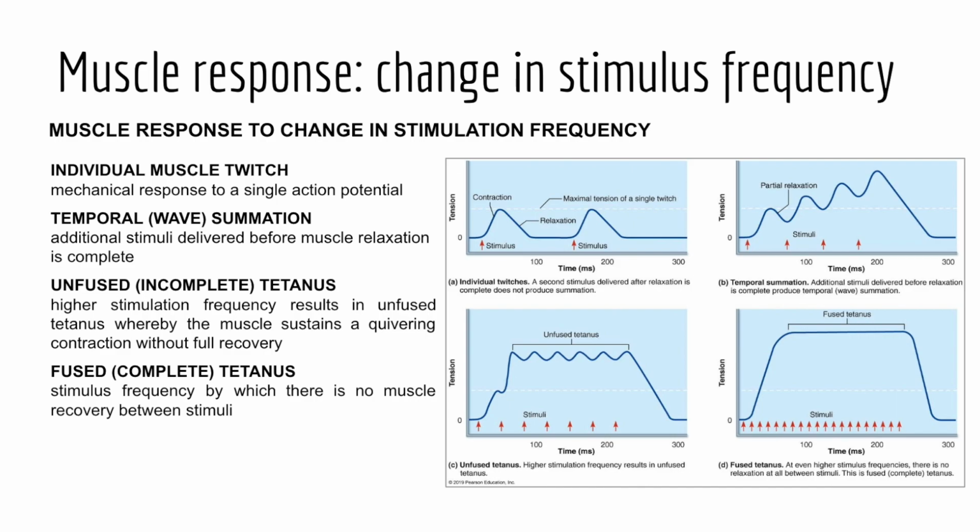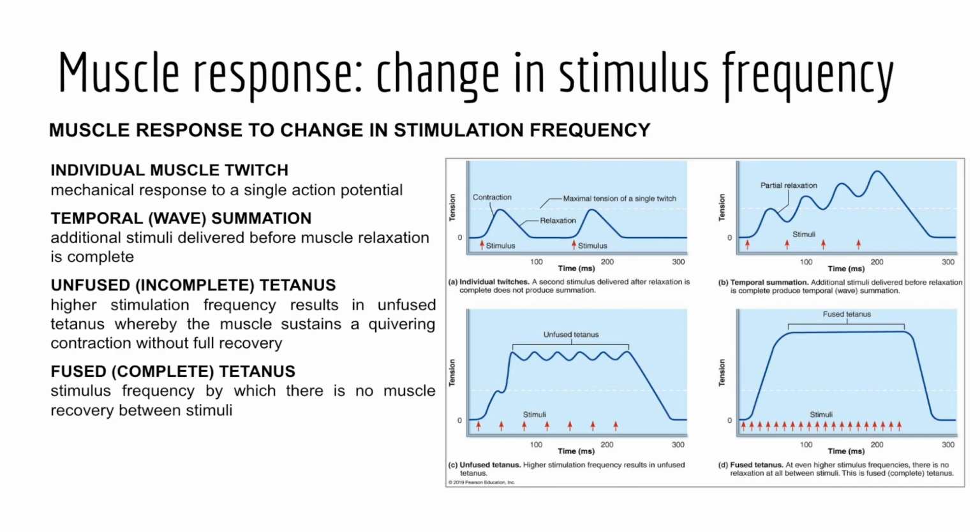First, we have what's called temporal or wave summation. This is a phenomenon in which we have two or more stimuli of the same strength delivered to a muscle in rapid succession, with the second twitch appearing stronger than the first. We see the second twitch appear stronger than the first because the second contraction begins before that muscle has completely relaxed. If additional stimuli continue to be delivered, which we see here, 1, 2, 3, 4, we see this stair-step-like effect we call treppe.